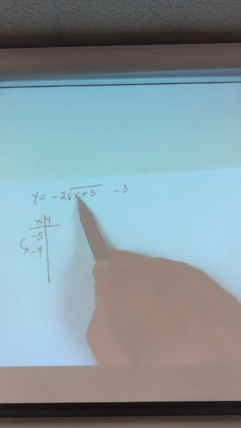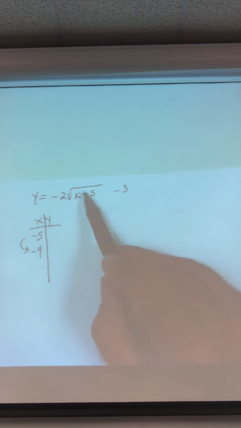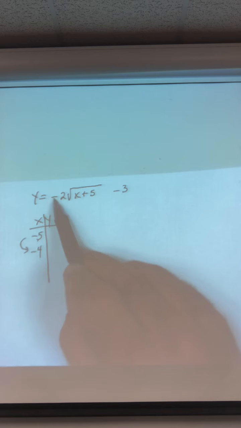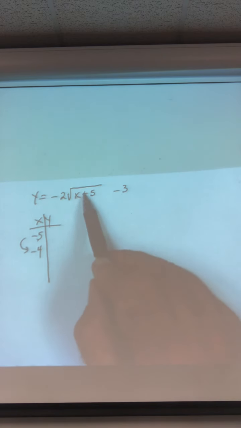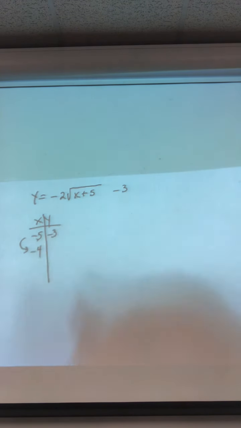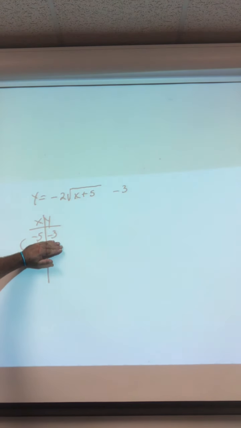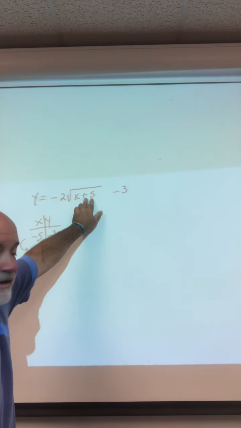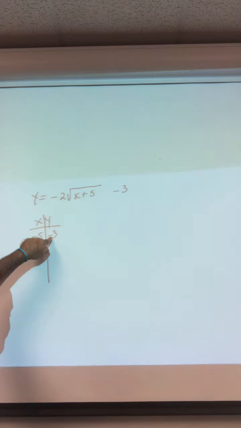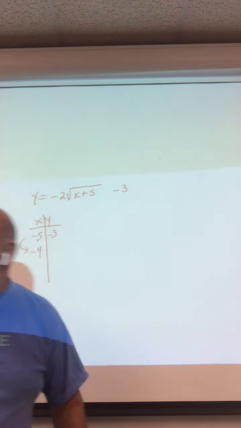Now, how do you find the y's that go with it? Put -5 in for x. -5 plus 5 is 0. Square root of 0 is 0. 0 times -2, you have to multiply first. 0 times -2 is still 0. And 0 minus 3 is -3. Now, think about what I just said. How do you plot this point? 5 to the left, opposite of that, and then 3 down. That's where your starting point is.